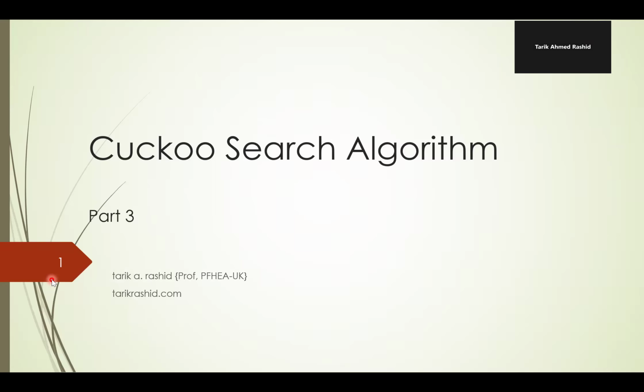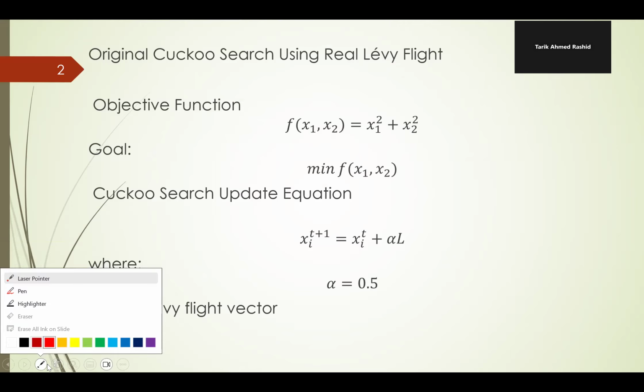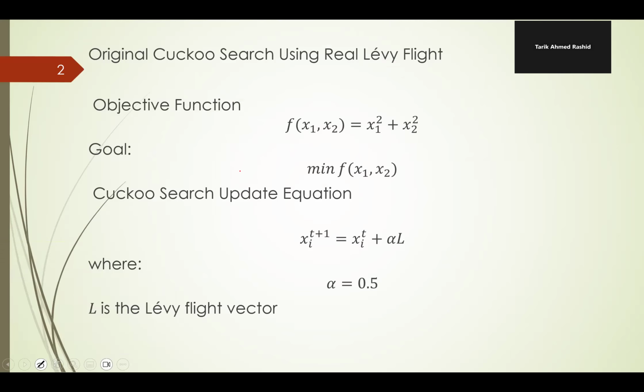By the way, we use Lévy flight. This is the original version of the Cuckoo Search, so in the original version, we have Lévy flight. Imagine we have this objective function, f(x1, x2) equals x1 square plus x2 square. So it has two dimensions, x1 and x2. You might have problems with many dimensions.